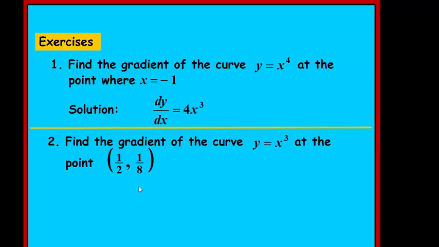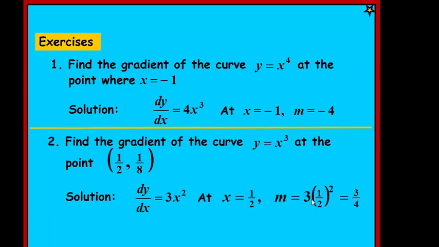Okay, here are the solutions. So for y equals x to the 4, dy by dx equals 4x to the 3. Again, power to the front and drop 1 from the power. We then put x equals minus 1 in, and we get a value of minus 4. x to the 3 is minus 1. 4 times minus 1 is minus 4. Here, 3x squared. Put a half in for x. x squared is a quarter. 3 times a quarter gives us 3/4.